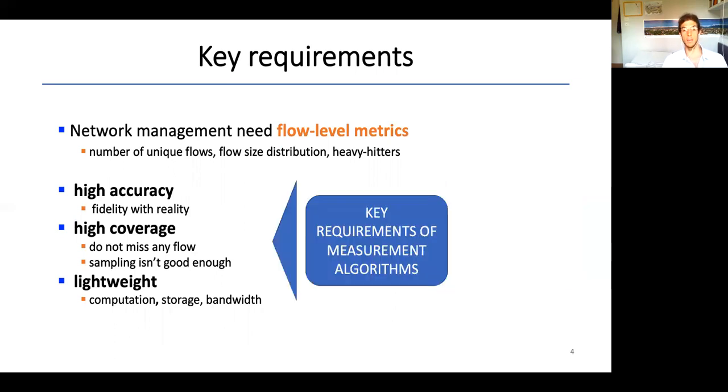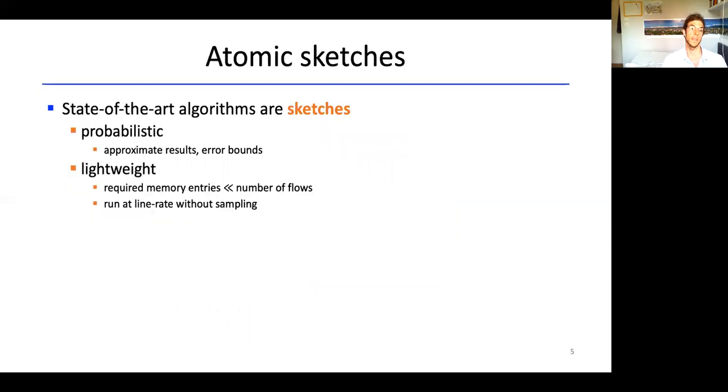In general, we think that the measurement system must simultaneously satisfy some key requirements. First, it must provide highly accurate results, meaning that the answers to user queries must agree with reality. Second, it must ensure high flow coverage, meaning that it must avoid that some flows go undetected. For this reason, some legacy solutions based on sampling in order to keep up with line rates, like traditional NetFlow, fall short. Finally, a good design must be lightweight in terms of computation, storage, and bandwidth, which is obviously in contrast with the two previous requirements.